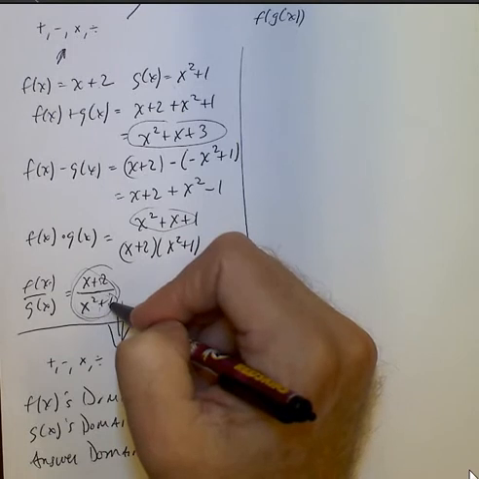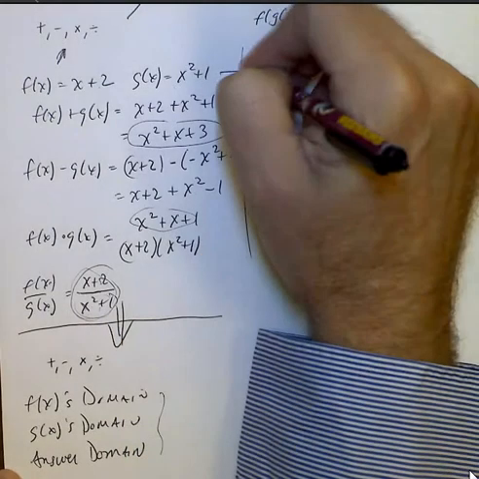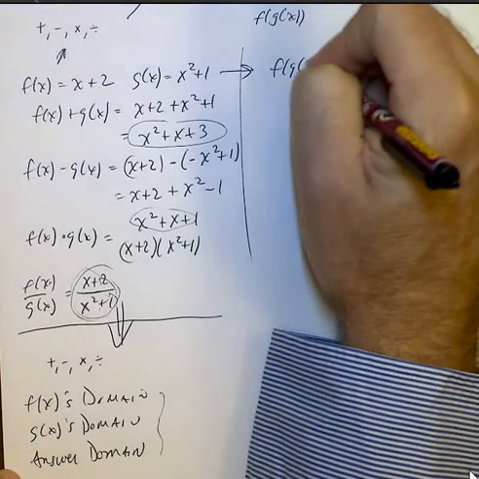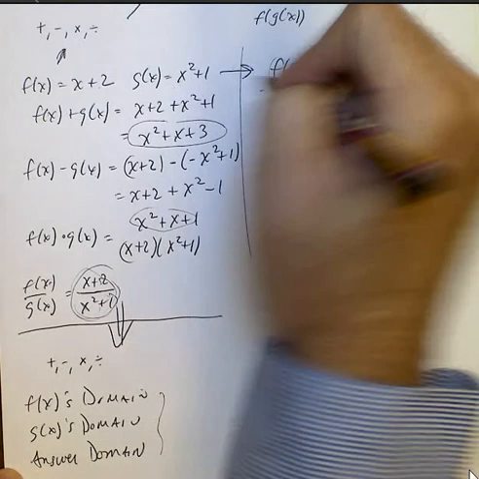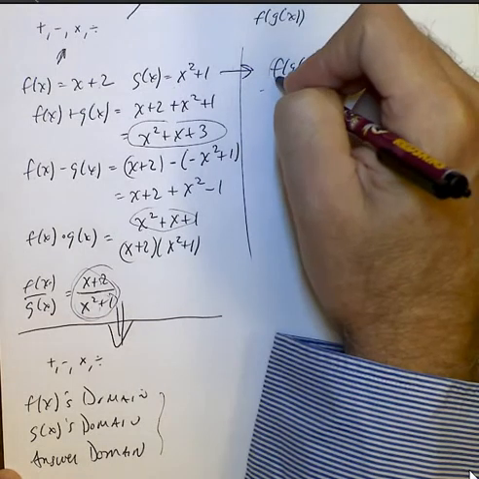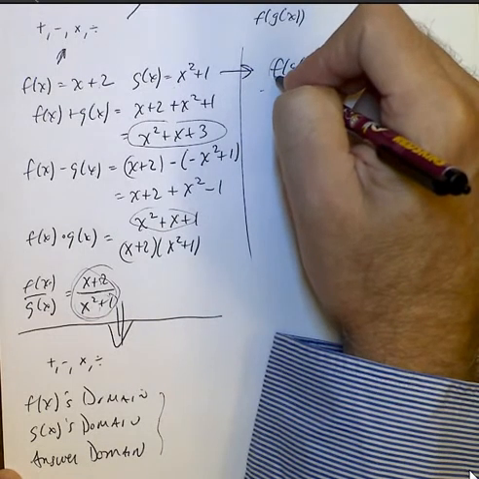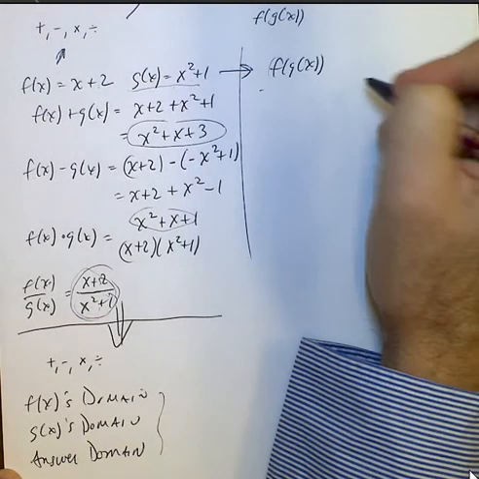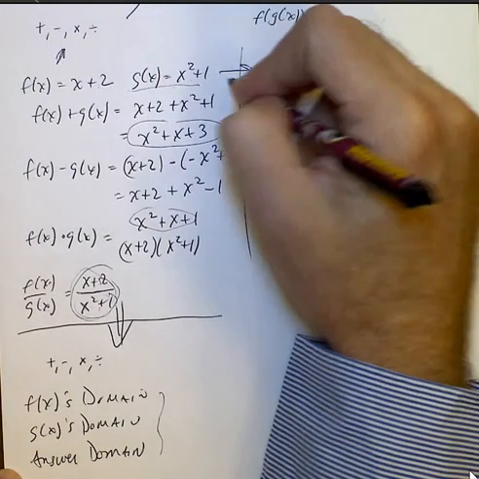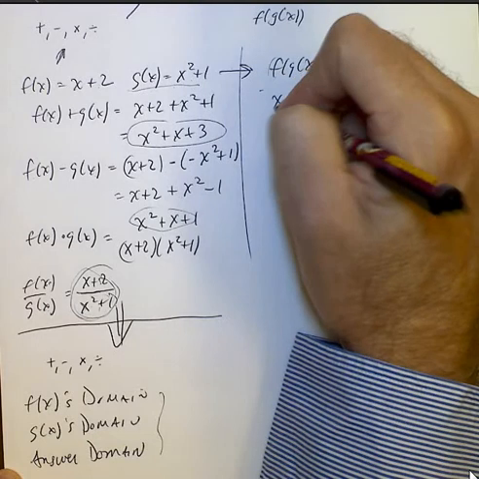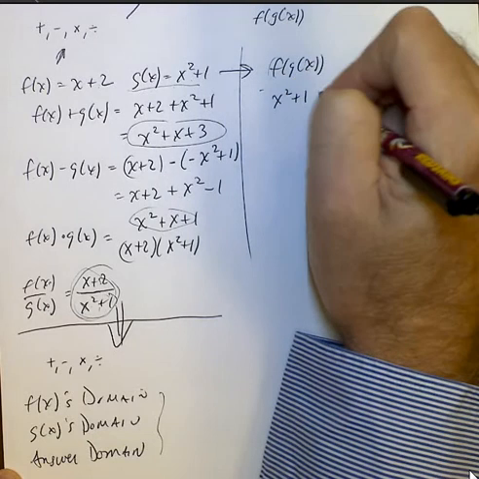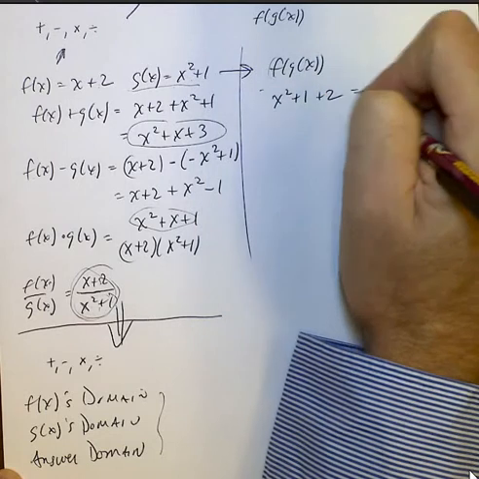All right, let's take the same f of x and g of x. Remember, if we do f of g of x, we basically are saying take f of x, which is x plus 2, and everywhere we see an x in f of x, substitute in g of x. All right, so f of x is x plus 2. I get an x. I'm not writing x. I'm going to put x squared plus 1, and then plus 2. So my answer is x squared plus 3.